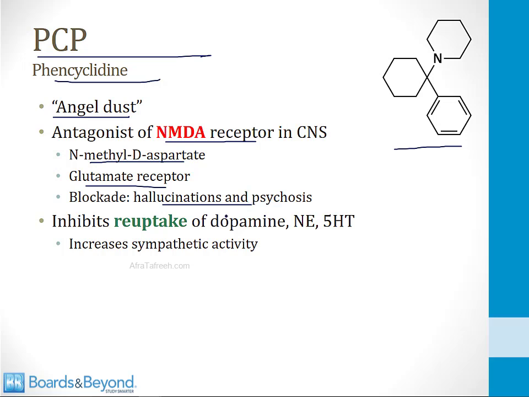In addition, PCP inhibits the reuptake of dopamine, norepinephrine, and serotonin, which is also called 5-HT or 5-hydroxytryptamine. And when you block the reuptake of these neurotransmitters, you raise their levels in the central nervous system. One of the effects of this is that it's going to increase sympathetic nervous system activity. So if you know what I've shown on this slide here, it's very easy to understand what a PCP intoxicated individual looks like. They will be hallucinating and they will have increased sympathetic nervous system activity.